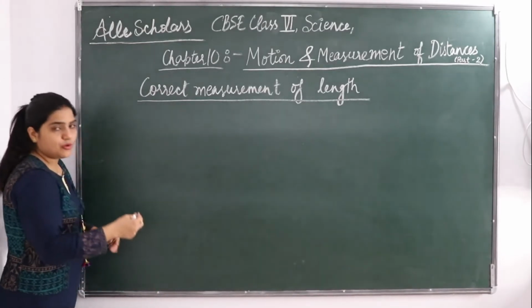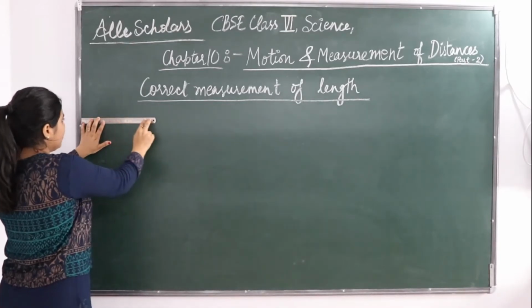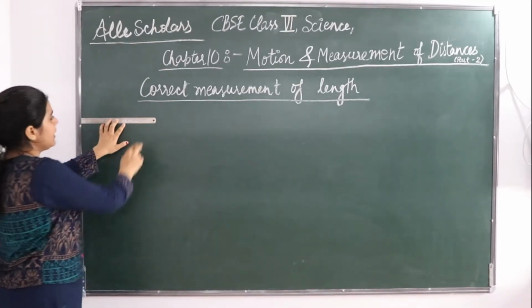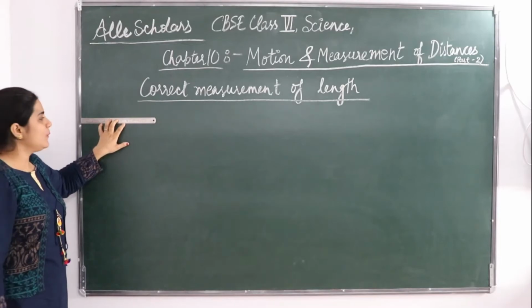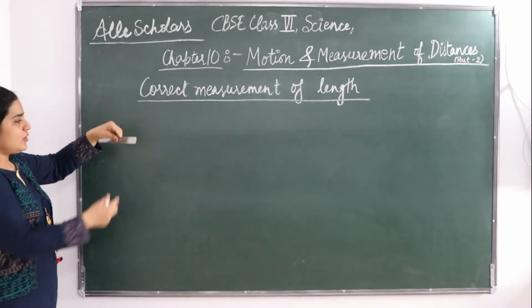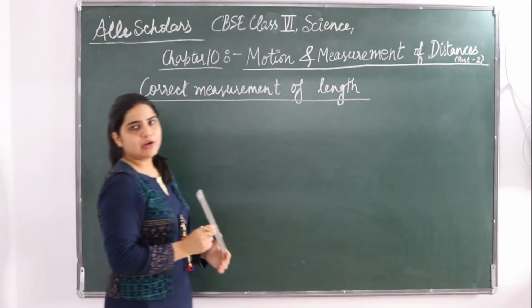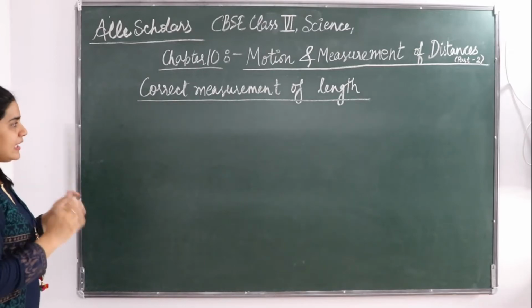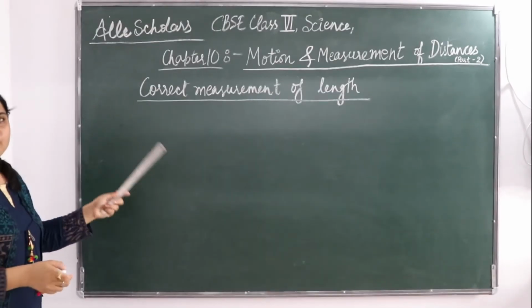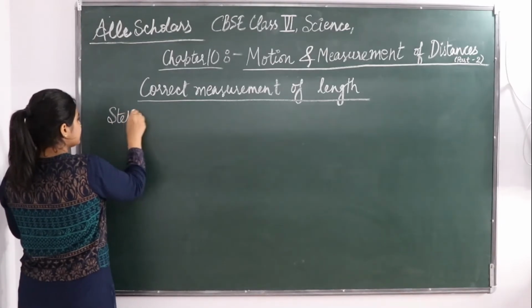You have to keep the scale in contact with the object. If you have to measure this board, then you have to keep this scale or tape, whatever you are using, in contact with it. Okay, it's not like you think like this you can measure. No. You cannot measure like this. So you have to keep this scale in contact with the object you want to measure. Okay. So what is this step 1?